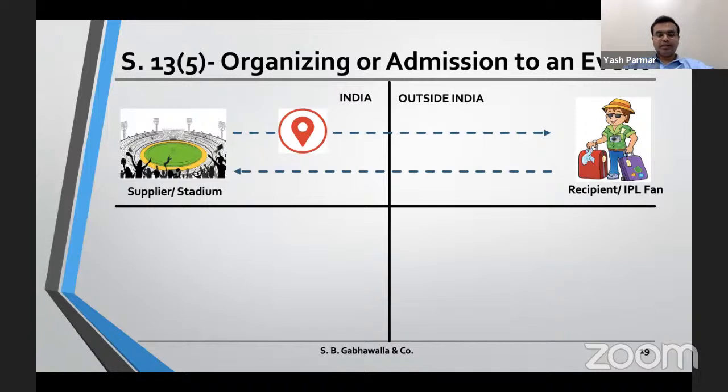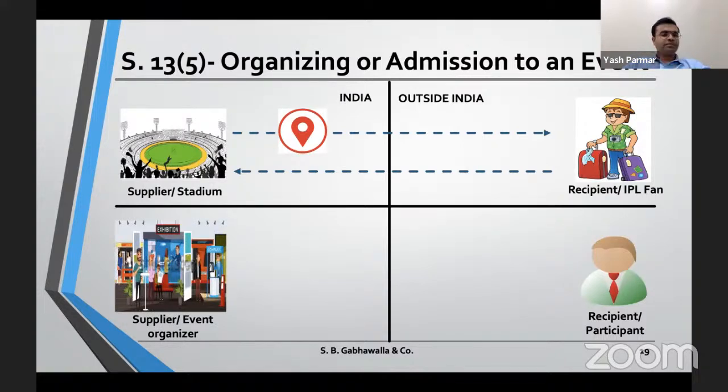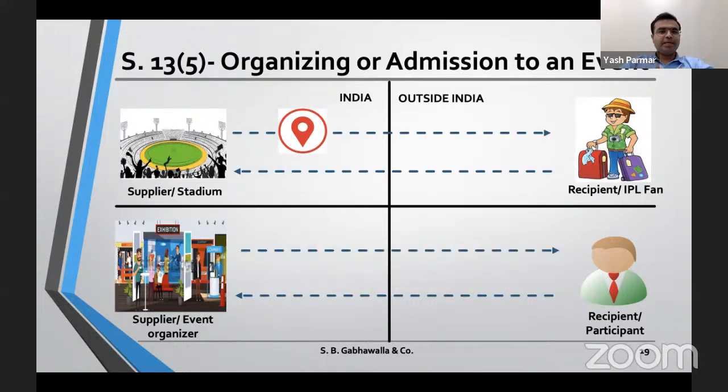Let us try to understand this with the help of one more example. There is a participant or a recipient of service who is a resident of a foreign country, and there is an exhibition which is going to be conducted in India. This gentleman, who is a resident of a foreign country, wants to participate in the exhibition being held in India. He comes down to India and participates in this exhibition. Now the services of participating in the exhibition by the event company are given to the recipient who is located outside India.